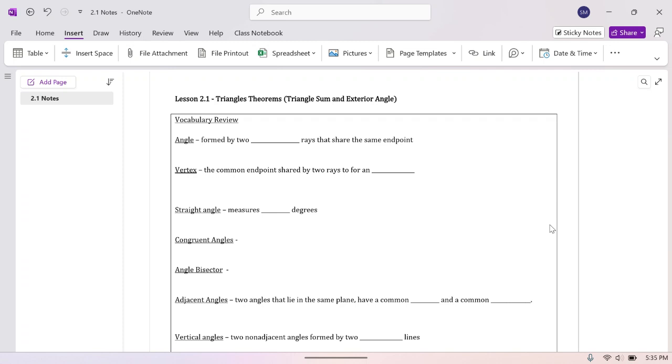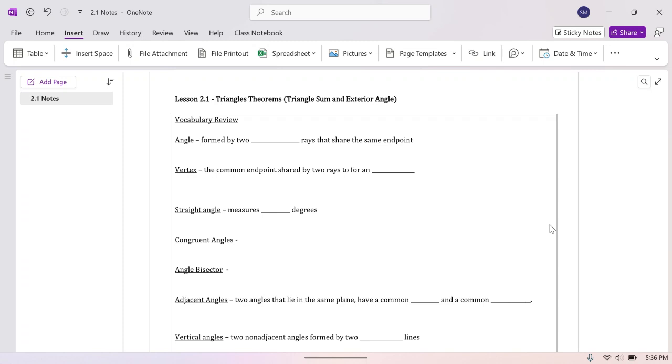This unit is all about congruent triangles. Now, before we can get into the congruent triangle theorems and all that stuff, we need to review some of the angle stuff. Some of the angle theorems that you should already know, as well as some of the triangle theorems that you should, for the most part, already know.